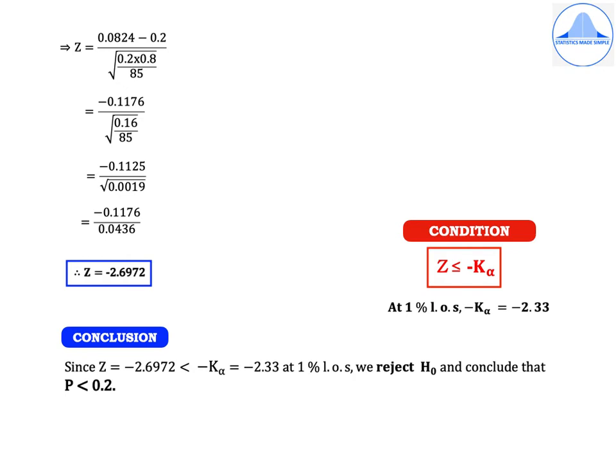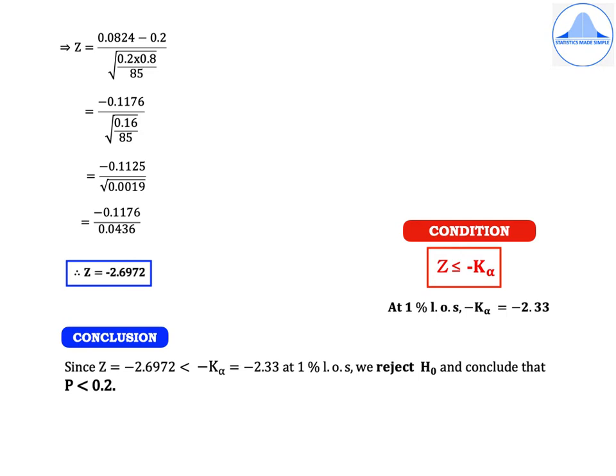Now the condition which you should use for a left tail test is you have to check if Z is less than or equal to minus K alpha. If this condition is satisfied, you have to reject H naught, otherwise you accept H naught. So at 1% level of significance, minus K alpha is minus 2.33. So compare Z with minus K alpha and write the conclusion.